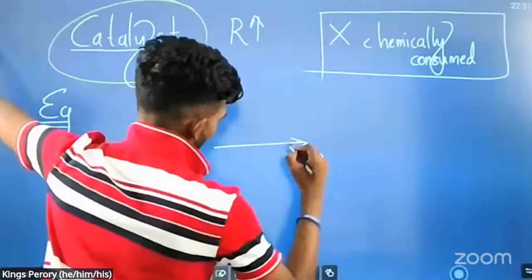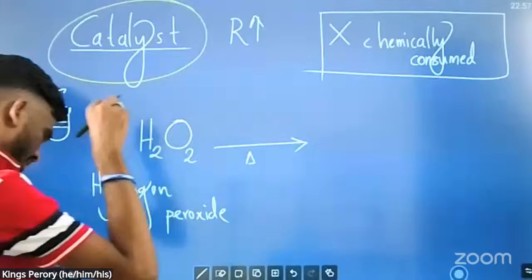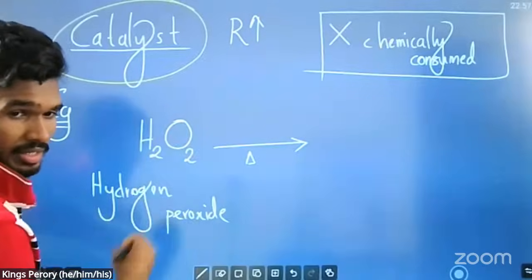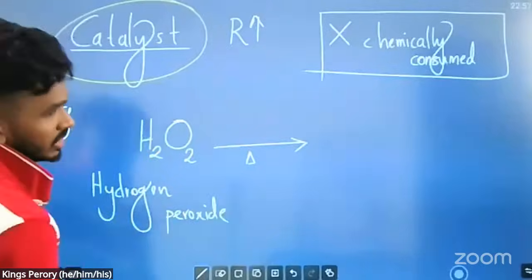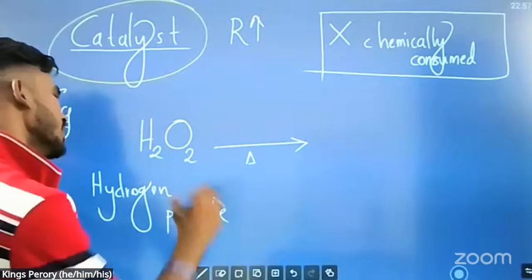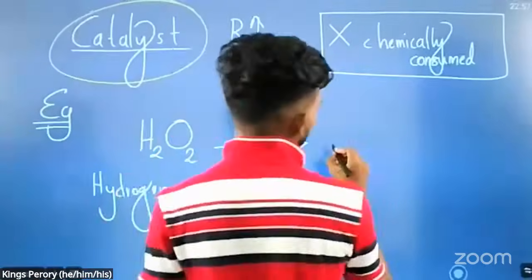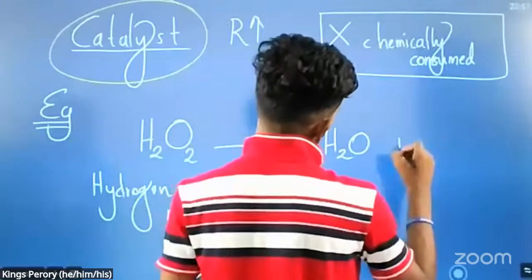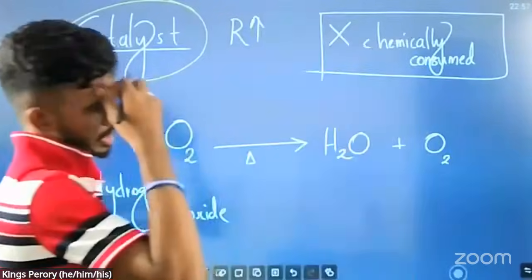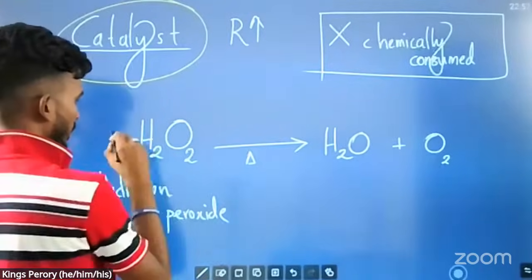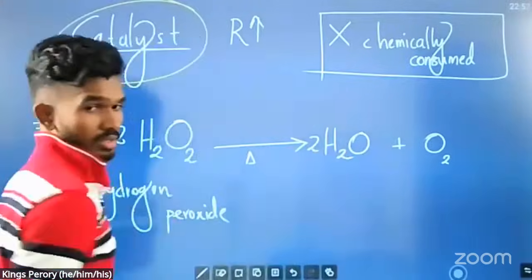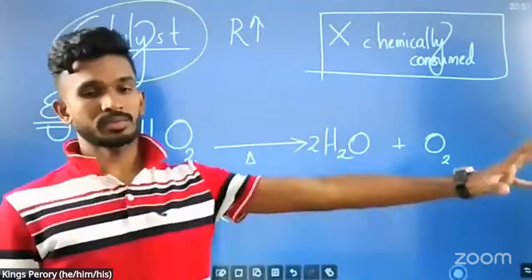When hydrogen peroxide is heated, you don't need to heat it separately. Just sunlight heat energy is enough. When it is heated, hydrogen peroxide decomposes to form water and oxygen. If I balance it, 2 there, 2 there. This is a normal reaction.